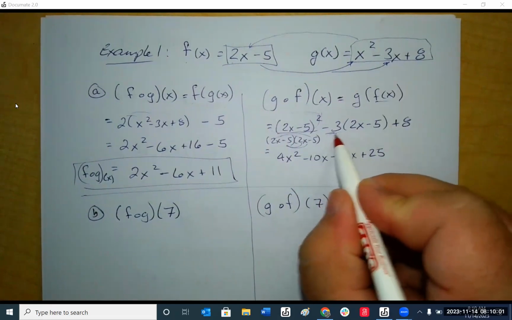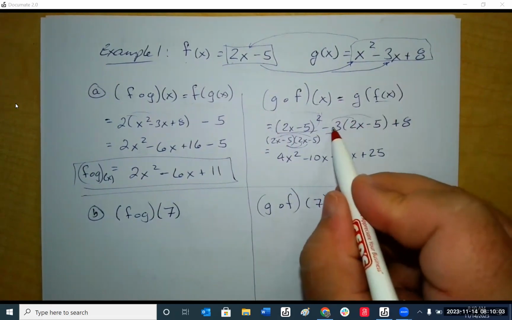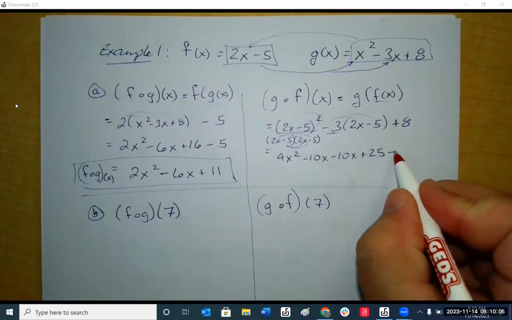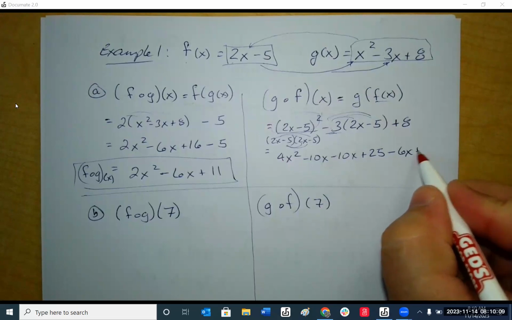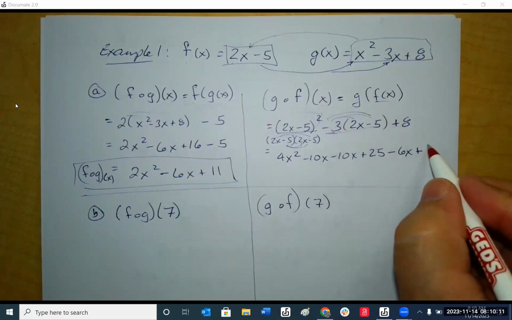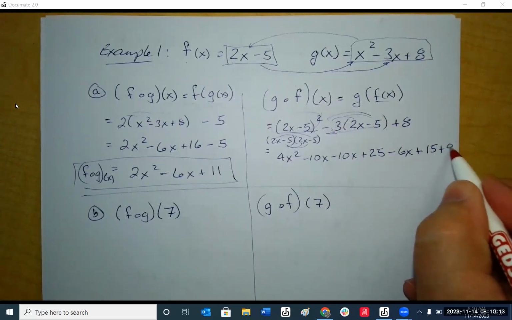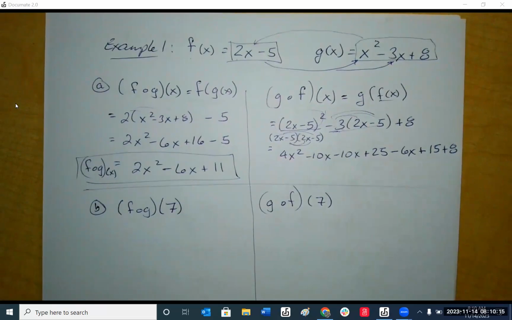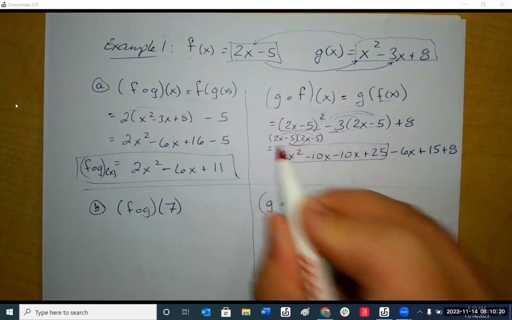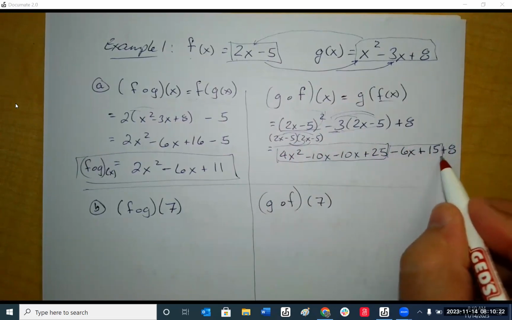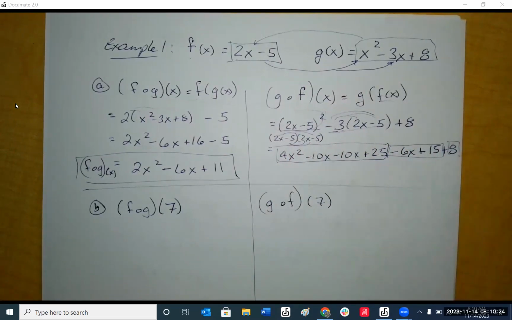Now distribute the negative 3 into both of those. Negative times positive is negative. 3 times 2 is 6x. Negative and negative is a positive. 3 times 5 is 15 plus 8. So this is the first part. This was the second part. And this is the third part.